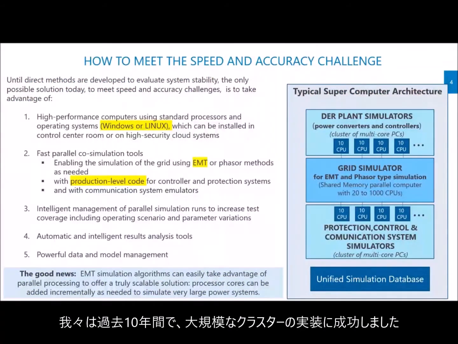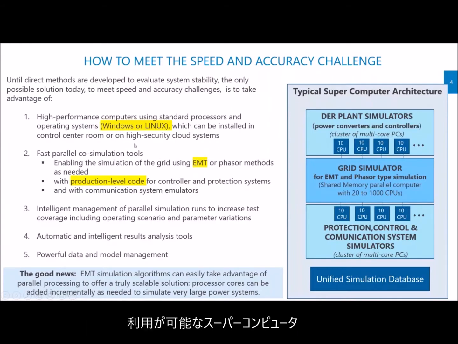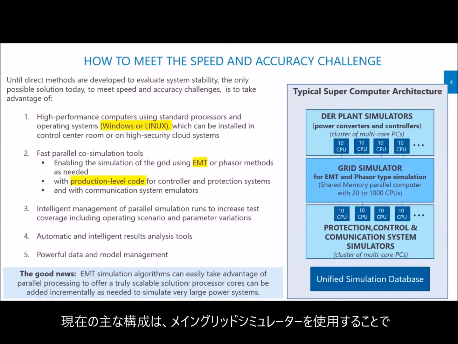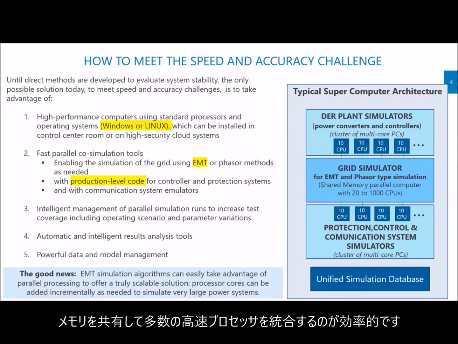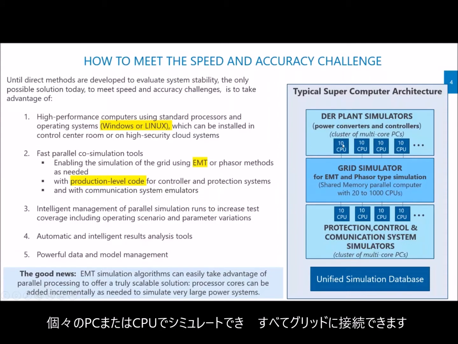Over the last 10 years, we have succeeded in implementing quite large clusters. The idea is to use standard, really off-the-shelf computers running under Windows or Linux, and to implement it on an available supercomputer, or it could be cloud-based, or an in-house server. The main structure that we are using is a main grid simulator. In this case, we need very fast, many processors integrated with shared memory to be quite efficient. Then, like a real power system, we interface the plant models. The DER plant models can be simulated on individual PCs or processors, and they are all connected to the grid.